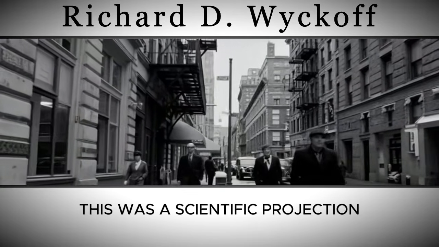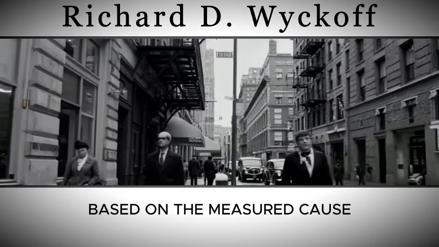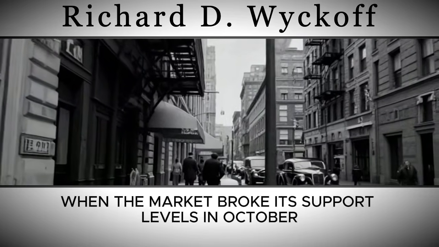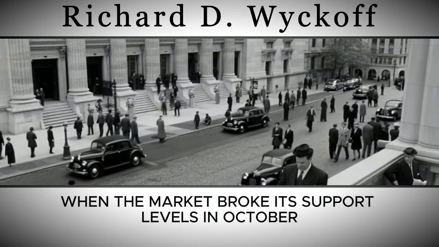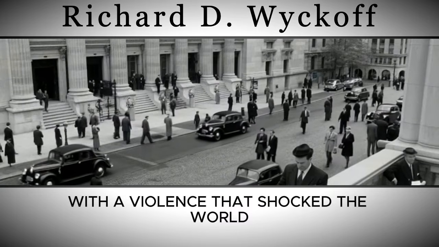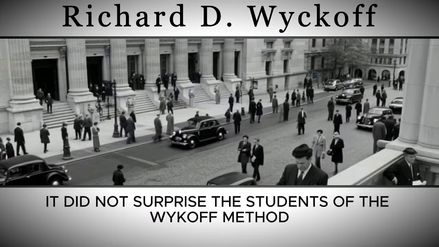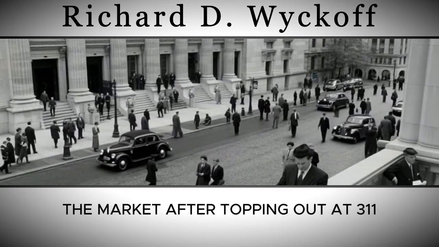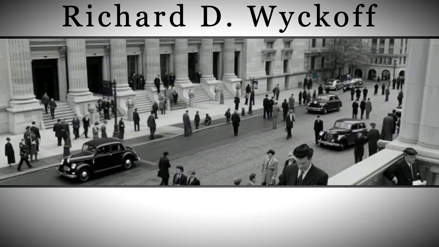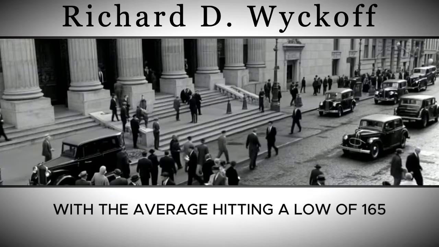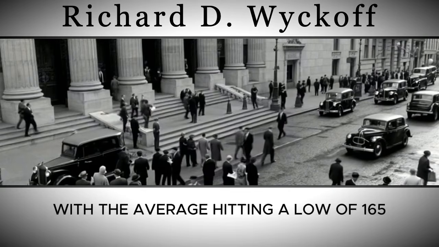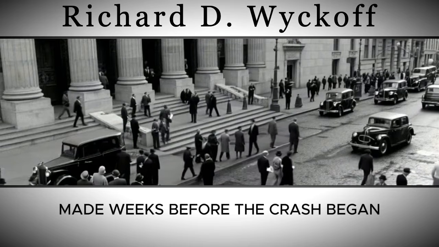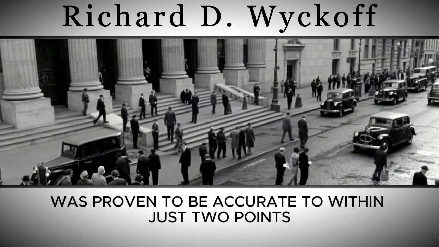This was a scientific projection based on the measured cause, indicating that a decline of catastrophic proportions was the most probable outcome. When the market broke its support levels in October, the subsequent panic unfolded with a violence that shocked the world. But it did not surprise the students of the Wyckoff method. The market, after topping out at 311, plunged relentlessly downward. The initial panic culminated in November with the average hitting a low of 165. Wyckoff's projection of 167, made weeks before the crash began, was proven to be accurate to within just 2 points.